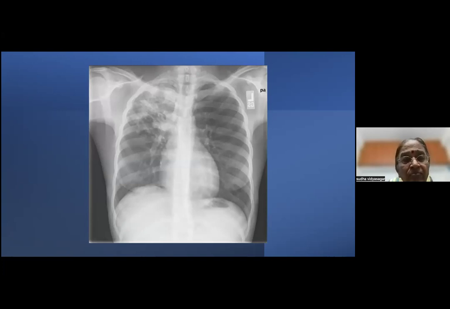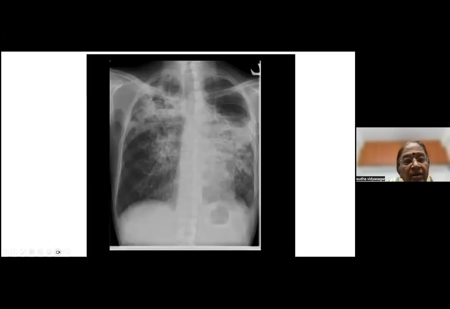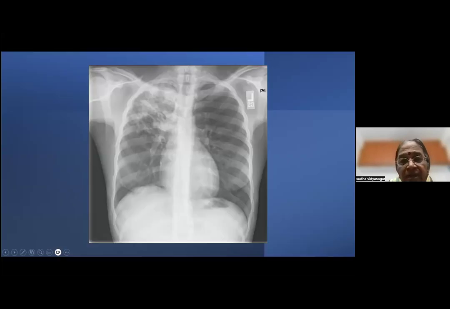What is that now? What is this X-ray? Anybody? Right upper lobe, reticular, nodular opacity. Tuberculosis, correct. Okay, I'm sorry. I think I jumped a slide. Okay, that's a tuberculosis. Okay, and these are what you call as soft shadows, right?